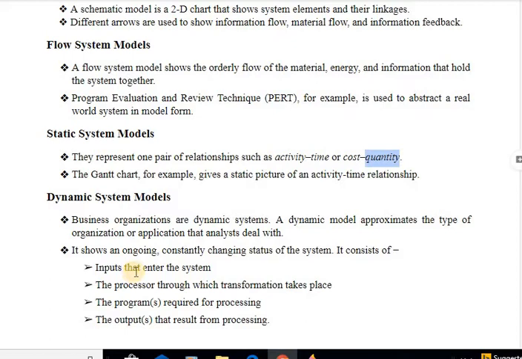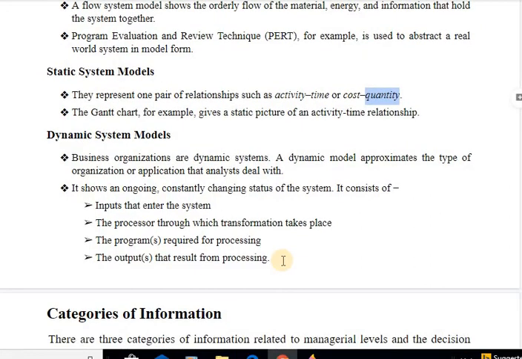Dynamic system models are the dynamic systems, and they define the role of the analyst also. They define a model to approximate the type of organization or the applications that the analyst is going to deal with. It also shows the ongoing, constantly changing activities inside your system, that is the input which we have given to the system, and the processor through which the transformation takes place.